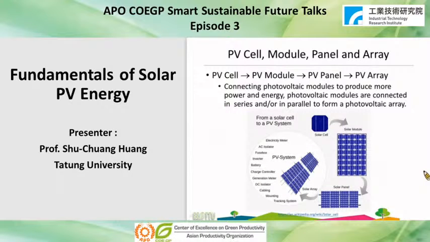So it depends on the requirement of the system. We can either connect modules or cells in series to increase the voltage, or in parallel to increase the current. So we connect 60 or 72 or even 96 PV cells to form a PV module. And then put the PV modules either in parallel or in series to form the PV panel. And then we have the array constructed in the overall system.